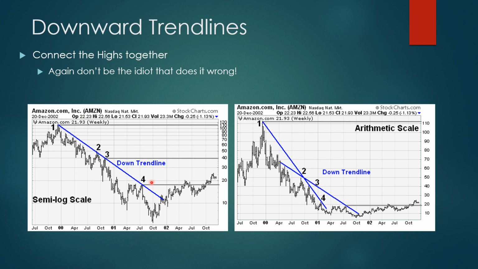Downward trend lines. Remember, we connect the highs on downward trend lines. Again, don't be the guy that does this wrong. We connect the highs, not the lows. The only time you connect the lows is if it's an upward trend line.